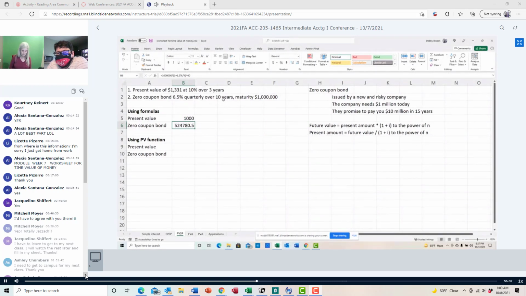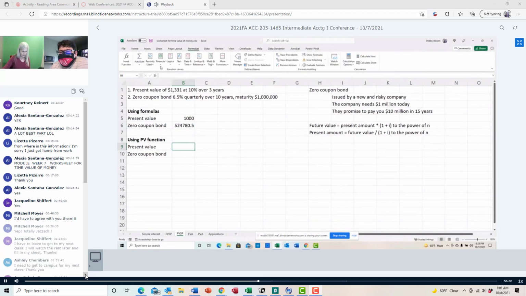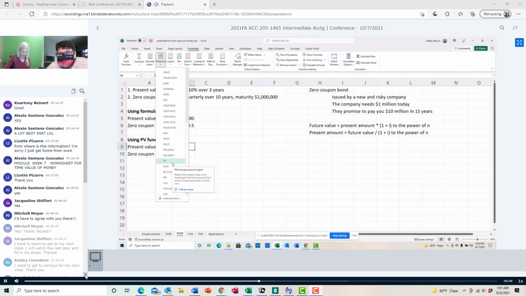Okay? And then before we take our break, let's solve the same problems using the PV function. So much easier than that formula. So using the PV function, the first one that I'm going to do is problem 1, present value. So I'm going to click in cell B9, Formulas, Financial, and for present value, we're going to use PV instead of FV. So we use FV for future value, we use PV for present value.